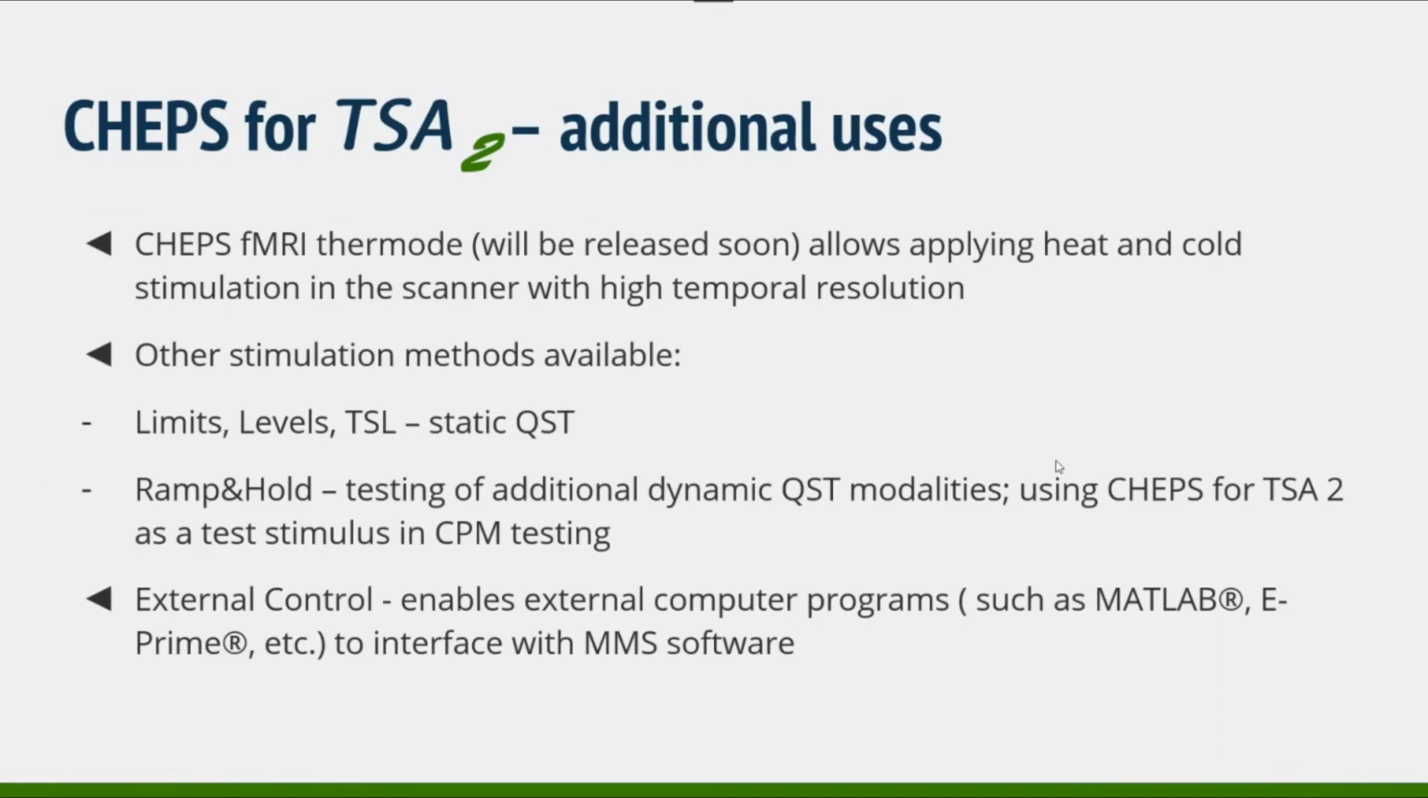You can do the assessment of pain threshold using the limits program, and then build your phasic temporal summation protocol based on that. And you can use the ramp and hold protocol not only for temporal summation, you can use it for other dynamic QST modalities. For example, you can use this stimulation as a test stimulus in CPM testing. If you, for example, combine it with a pressure cuff, you can have the pressure cuff as a conditioned stimulus and use the CHEPS thermode as a test stimulus. So it can help you in different parts of your research protocol.